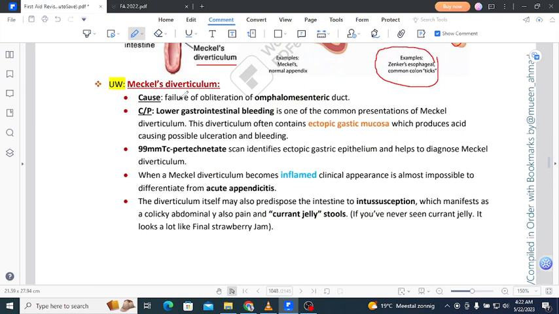There is a UWorld point about the Meckel diverticulum. What is the cause? The failure of obliteration of the omphalomesenteric duct. The clinical presentation: lower gastrointestinal bleeding is one of the most common presentations of the Meckel diverticulum. This diverticulum contains ectopic gastric mucosa, which produces acid causing possible ulcerations and bleeding. A 99m technetium pertechnetate scan identifies the ectopic gastric epithelium and helps diagnose the Meckel diverticulum. When a Meckel diverticulum becomes inflamed, the clinical appearance is almost impossible to differentiate from acute appendicitis. Suppose the Meckel diverticulum was present on the right side at the ileocecal junction, and that is very close. Suppose the ileocecal junction is like that.